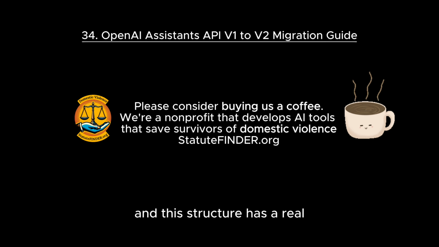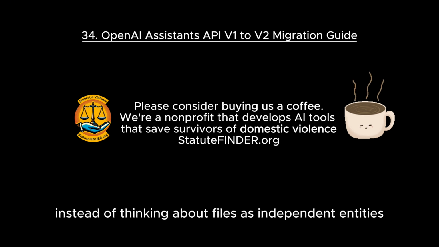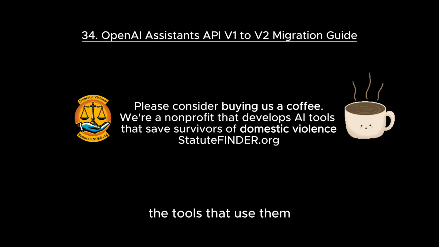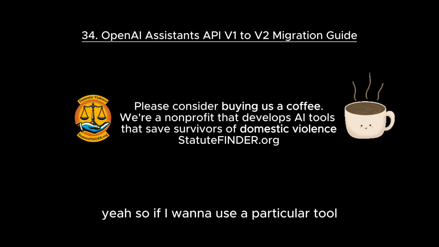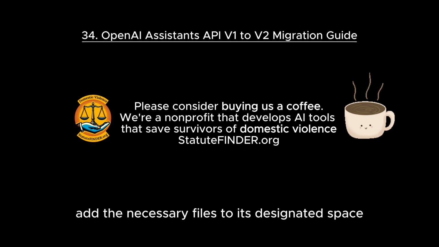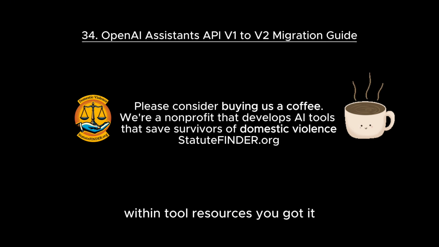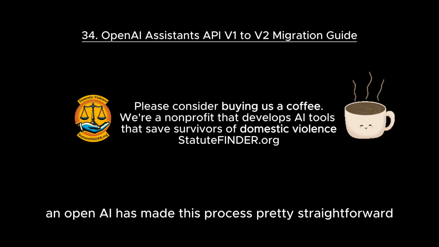And this structure has a real impact on how you use the API. Instead of thinking about files as independent entities, you need to think about them in relation to the tools that use them. That's a good point. It's a shift in perspective. So if I want to use a particular tool, I first need to figure out how to add the necessary files to its designated space within tool resources. You got it. And OpenAI has made this process pretty straightforward.